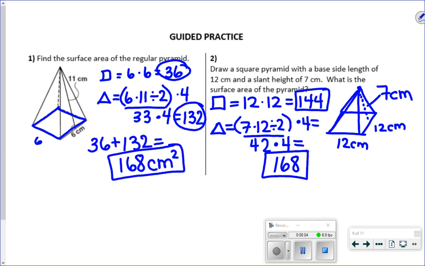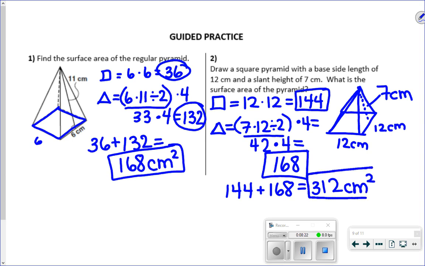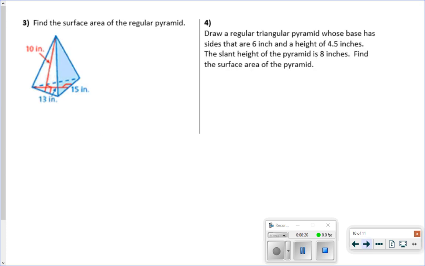My last step is going to be adding those values together. So 144 plus 168. And that's going to give me an answer of 312 centimeters squared. Okay, go ahead and pause the video and try these next two problems. All right, let's go ahead and see if you got your answers correct.